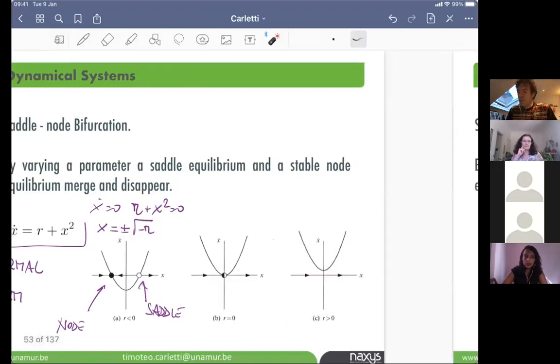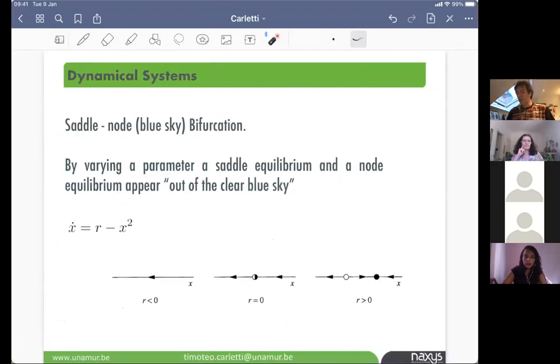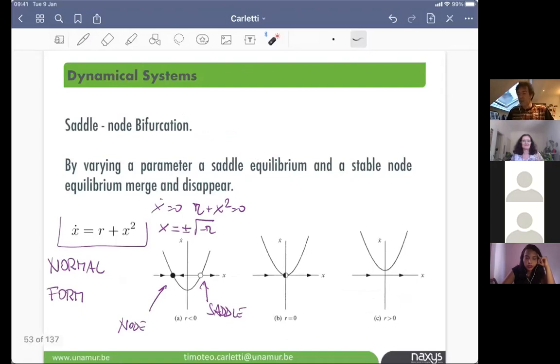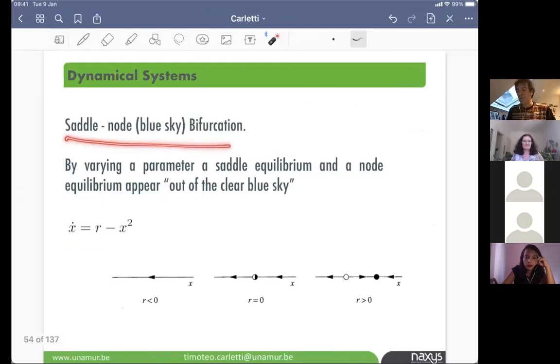You have another situation which is called, okay, this is just an example of what is called with a more, say, fancy name, blue sky bifurcation, because it's as before, but in the opposite direction. And you have two points, in this case, that appear out of the clear blue sky. So you have your model with r negative, and then once you move up to 0, something is happening. And then when r is positive, you have these two points that appear from nowhere. Okay, it's the same as before, just done in the opposite direction. You first have two points that disappear, but sometimes you can find this name blue sky bifurcation. But it's just a saddle node bifurcation.